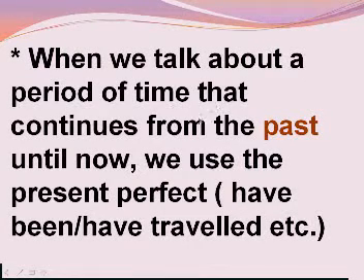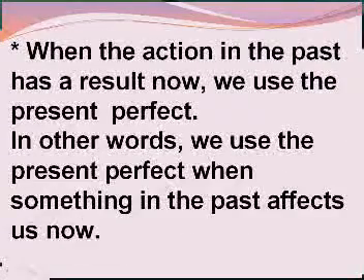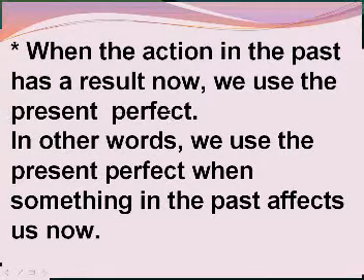When we talk about a period of time that continues from the past until now, we use the present perfect, which is have, been, have, travel, etc. in the conversation. When the action in the past has a result now, we use the present perfect. In other words, we use the present perfect when something in the past affects us now. This is very important. Something in the past, we know that it happened in the past, but it still has an effect on us.